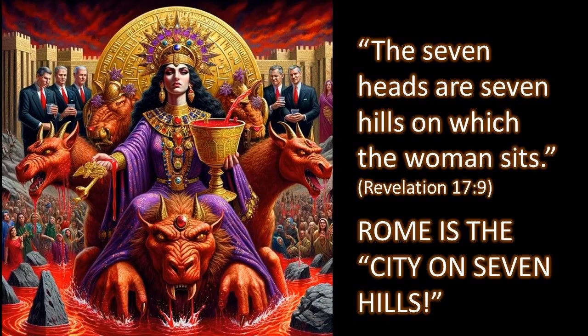The symbolic representations in the book of Revelation provided the Protestant Reformers with multiple opportunities to identify the Roman Catholic Church as Babylon and the papacy as the Antichrist.